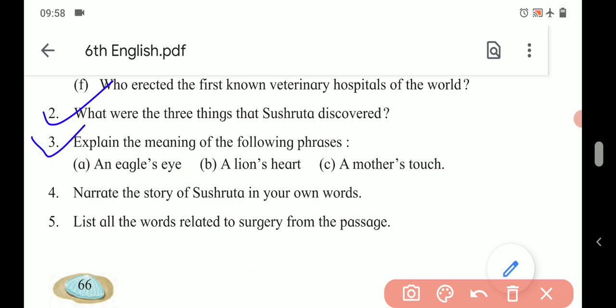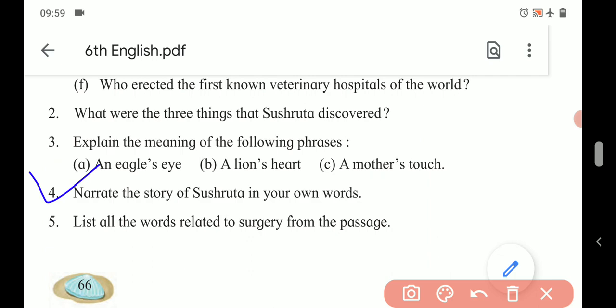Next, explain the meaning of the following phrases. An eagle's eye. It means a very sharp and watchful eye. Next, a lion's heart. Balancing sympathy and science together. A mother's touch. A concern and loving attitude. Next, number 4, narrate the story of Sushruta in your own words.